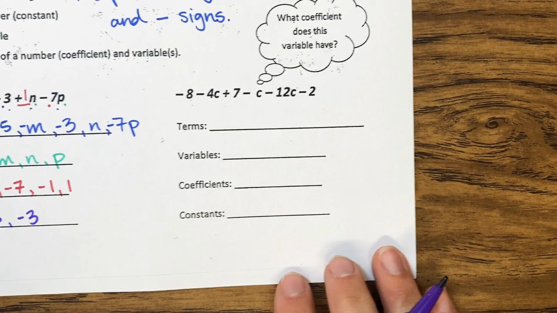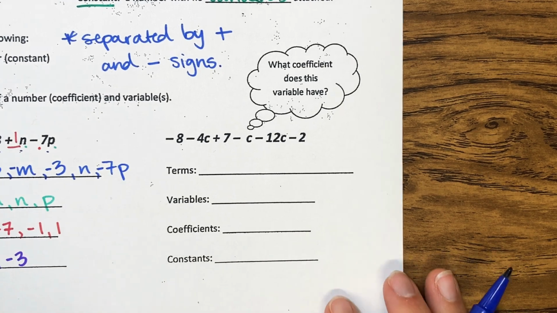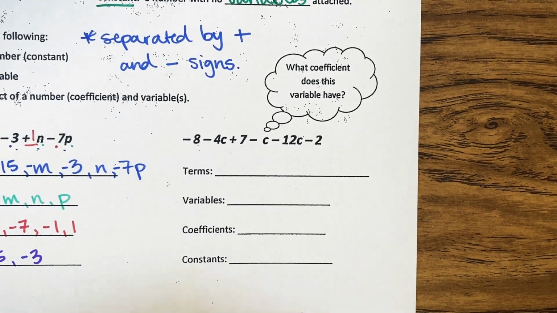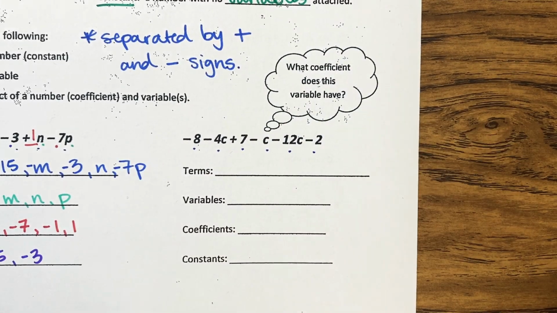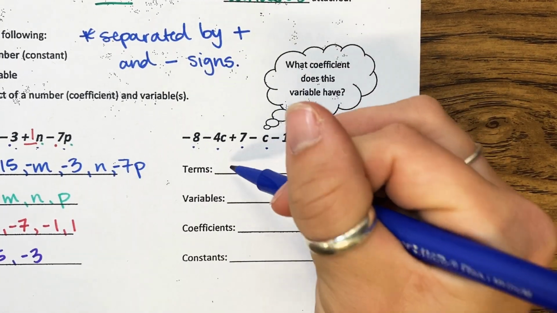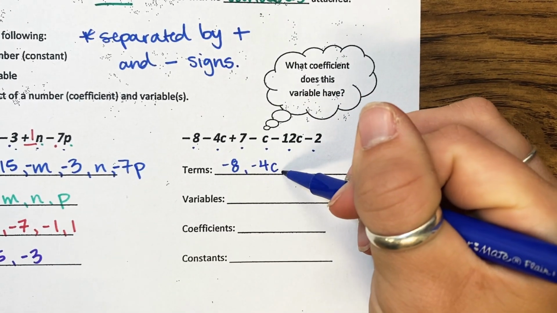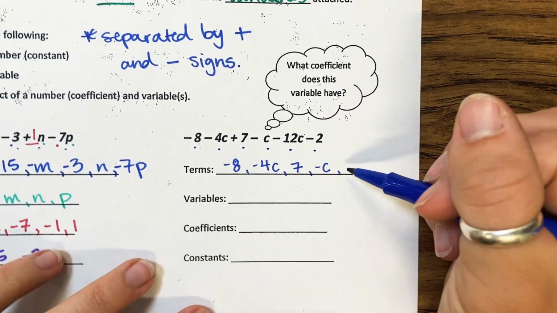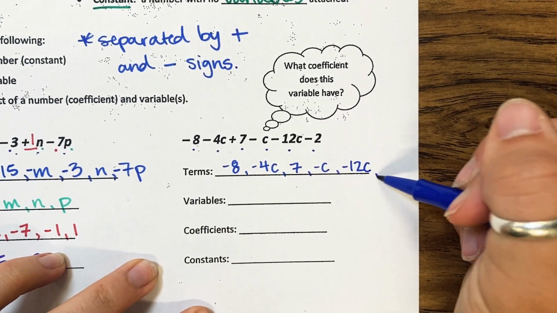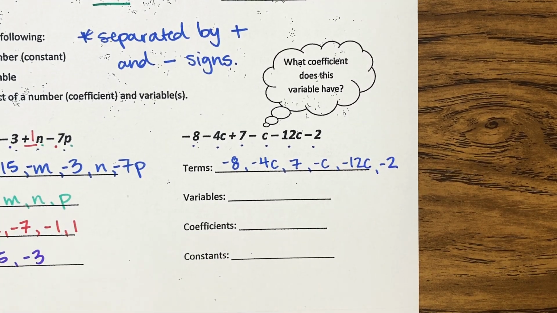Okay, let's look at our next one. So first, how many terms do I have? They're separated by addition and subtraction signs. So I see 1, 2, 3, 4, 5, 6 terms. Let's list them out. I have negative 8, negative 4c, positive 7, negative c, negative 12c, and negative 2. Those are all of my terms.